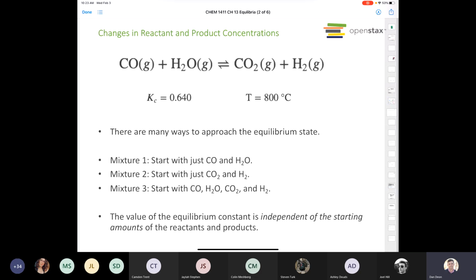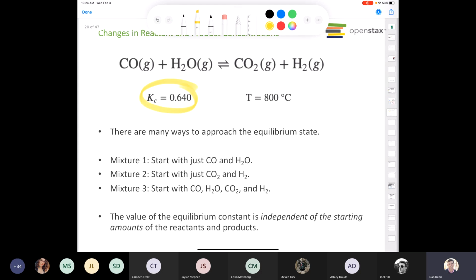Let's take this reaction here. You have carbon monoxide plus water is in equilibrium with carbon dioxide and hydrogen. Beautiful reaction. We have an equilibrium constant. It's 0.640, great, okay? And it's at a temperature of 800 degrees Celsius. Wonderful. Now, again, I've told you this many times, there's many ways to reach the KC, okay? You could start with just the reactants, okay? You could start with just that.